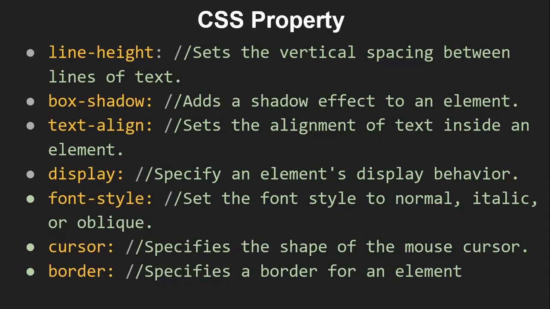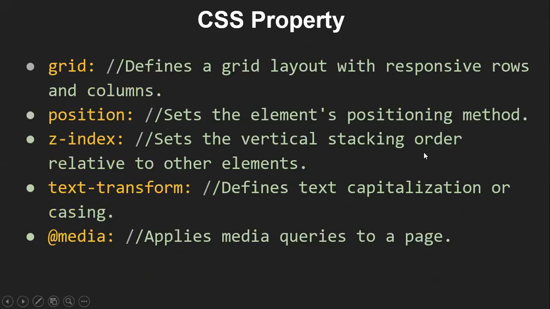We also have border. We can specify borders for an element using the border property. Then grid. Grid defines the grid layout with responsive rows and columns. So we use grid to lay out our web page. We also have position property, which sets the element's positioning method.